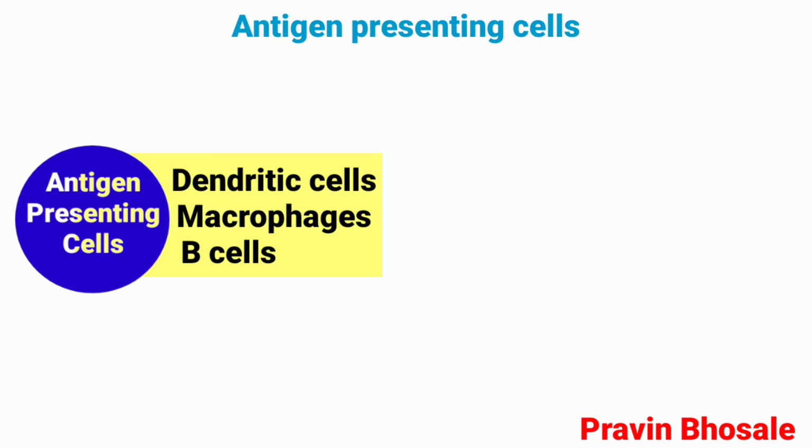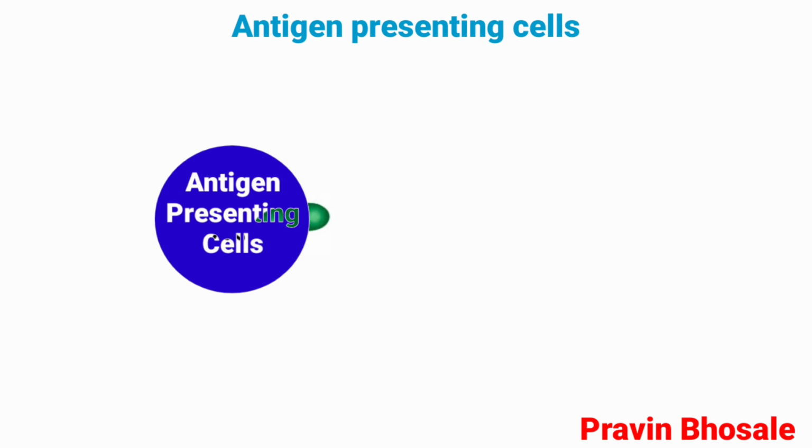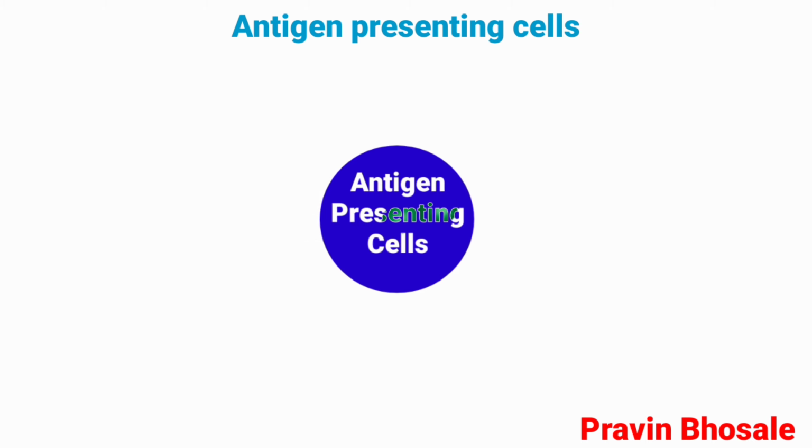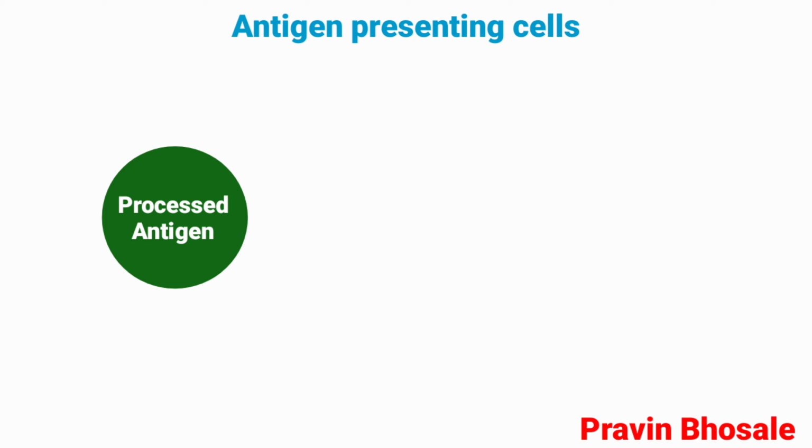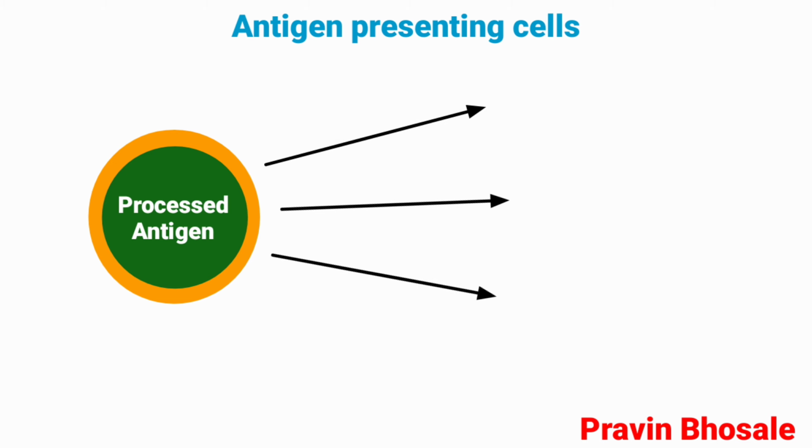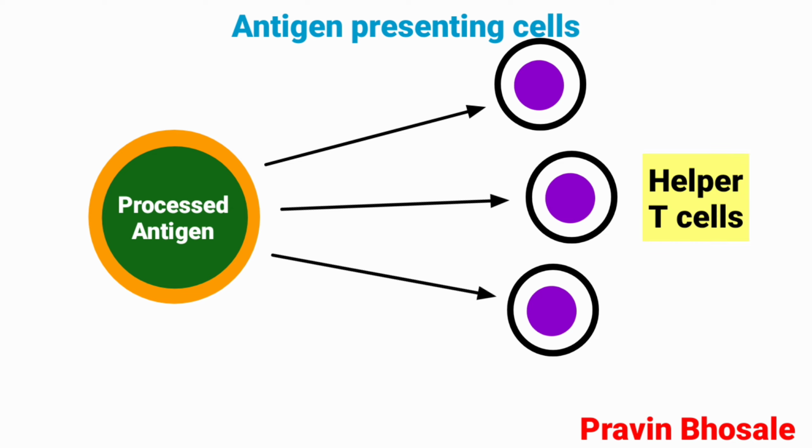Antigen presenting cells. They engulf invading pathogens and process the antigens. The processed antigens are presented on their own surface. These cells are able to deliver a stimulatory signal that is necessary for activation of helper T cells.